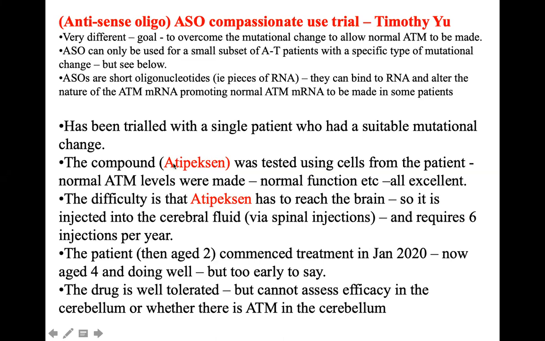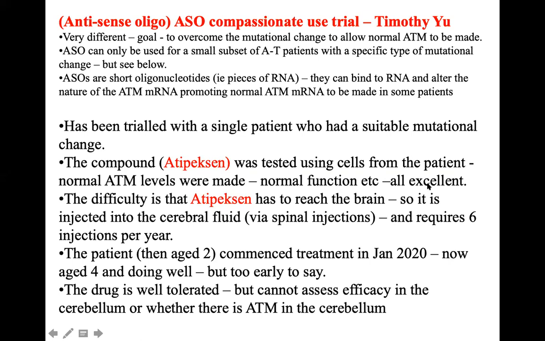An ASO, a short oligonucleotide, was developed, and that was called antipexin, which would, in this particular patient, allow normal ATM to be made. It was tested using cells from the patient, and indeed normal ATM levels were observed. There was normal function in a variety of different endpoints, and that's all excellent.